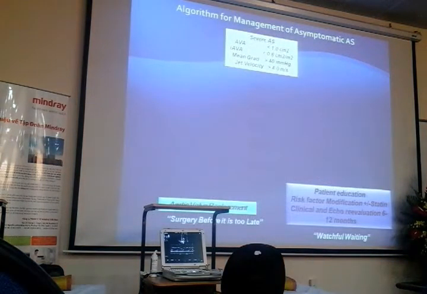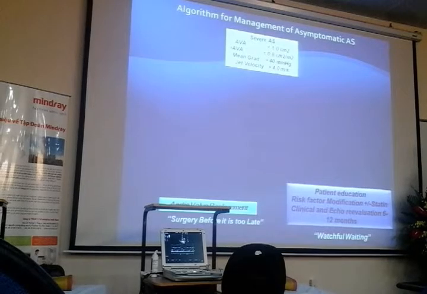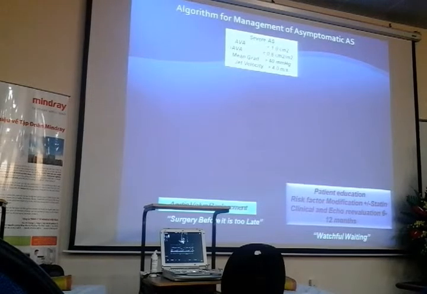So if you look at the algorithm that I use for management of asymptomatic severe aortic stenosis, you obviously want to fulfill the usual criteria for severe stenosis: a valve area of less than 1 centimeter squared, a mean gradient of more than 40 millimeters of mercury, and a jet velocity of greater than 4 meters per second.